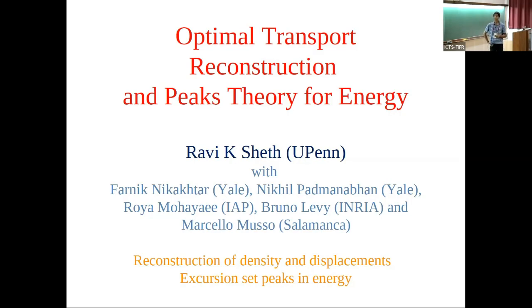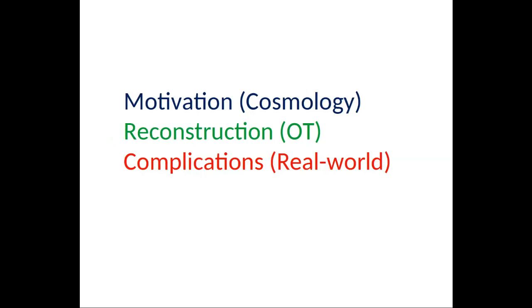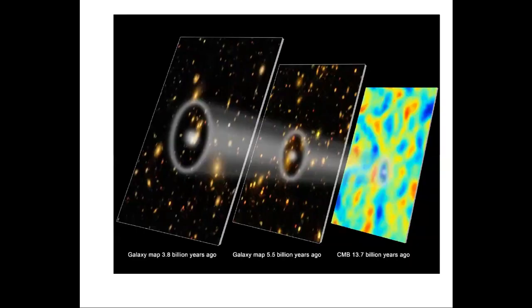If we have time, I'll talk about trying to understand some of the results from this, and that will use peaks theory, and that's work with Marcello. Okay. So the talk is in 2 parts. I'll do the BAO first, and then maybe we'll have time for the peaks. So a quick thing about motivation, then the method, and then the complications.